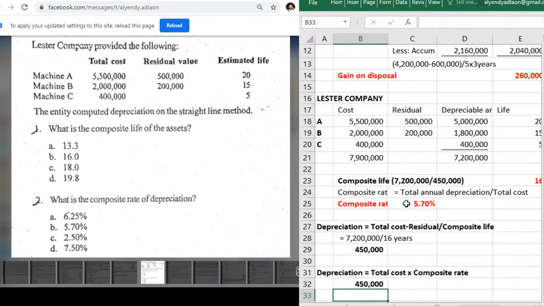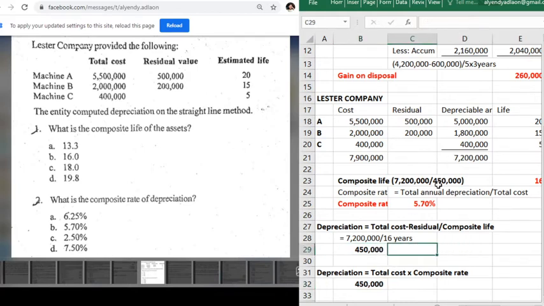Okay, so that is how we compute for the composite method of depreciation. Now, take note that the composite method of depreciation is an equal or uniform method of depreciation. So, therefore, whatever you get here, this will already be the amount of depreciation that we are going to record for the whole 16 years.